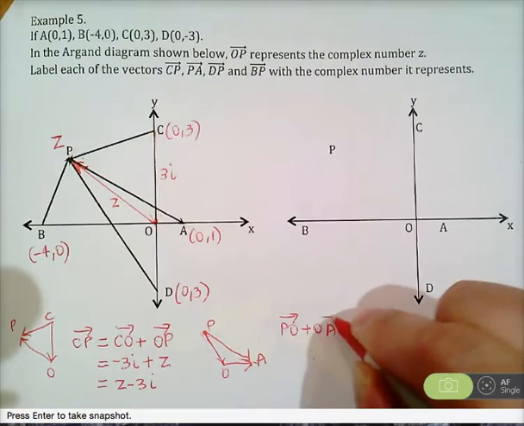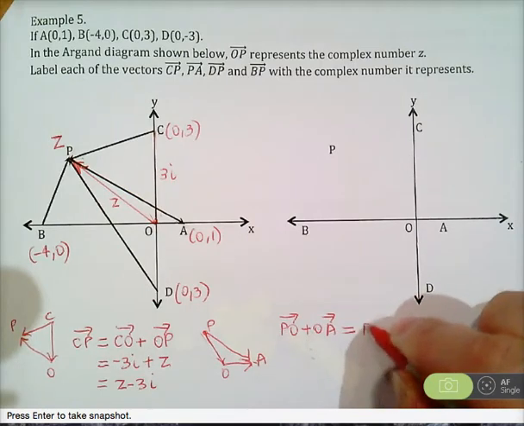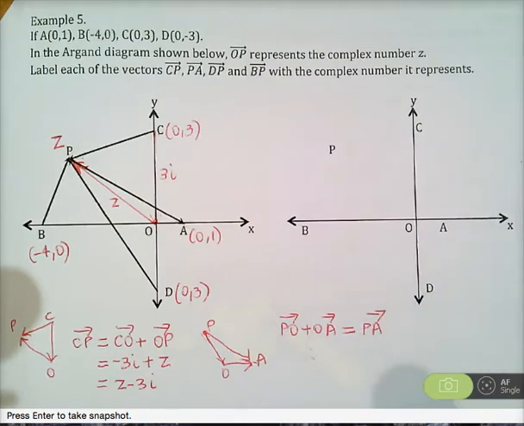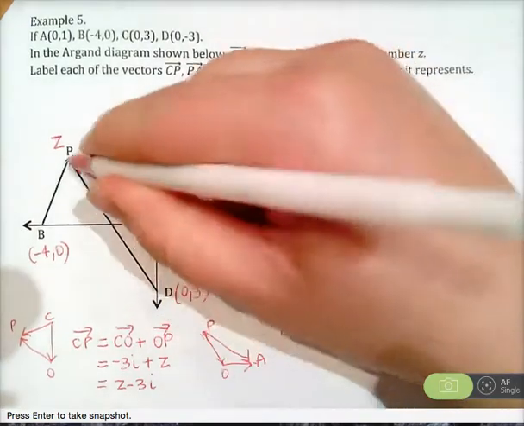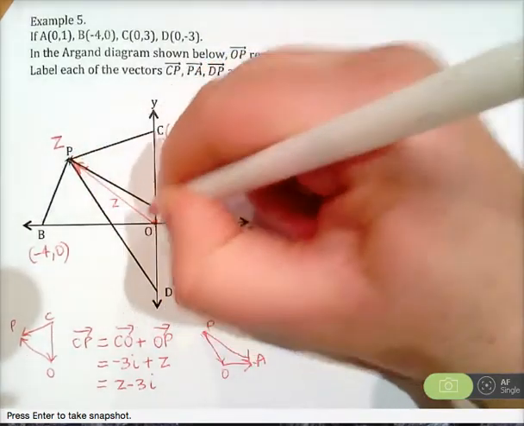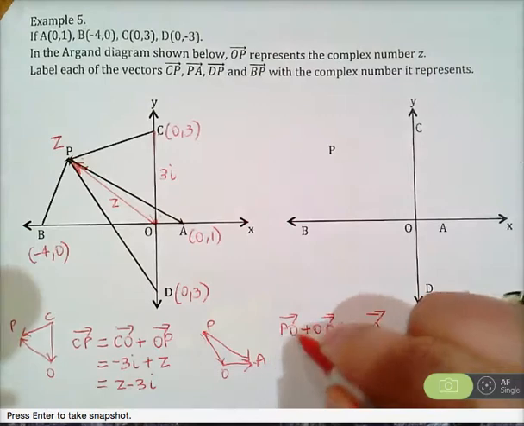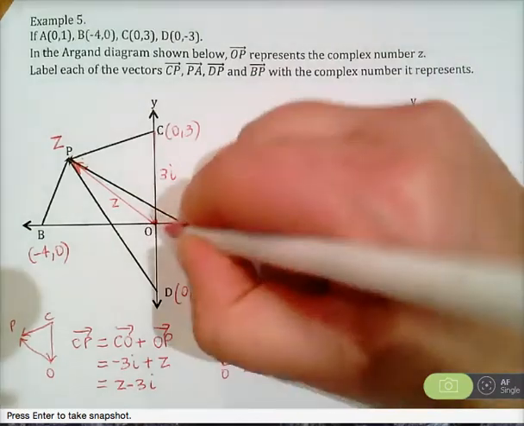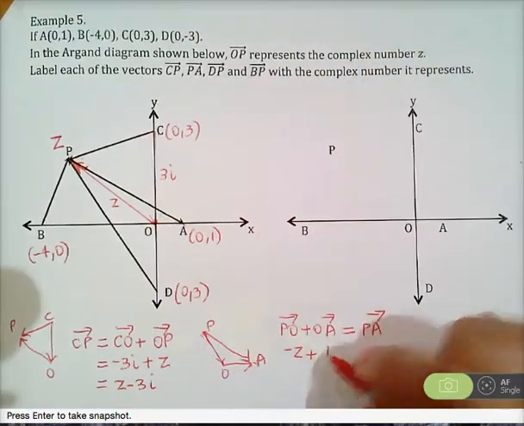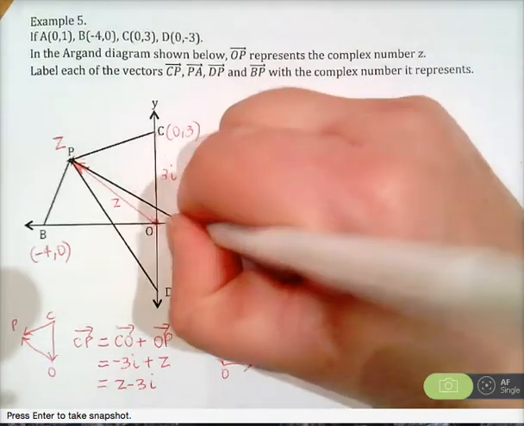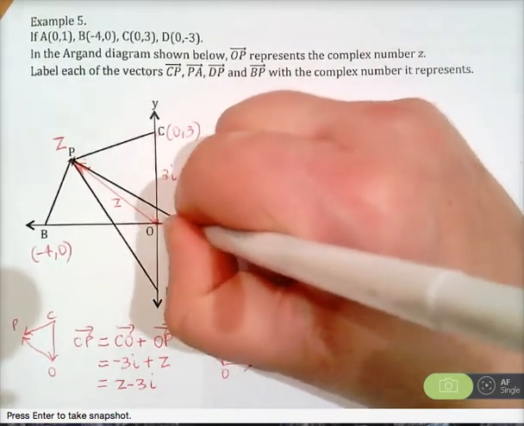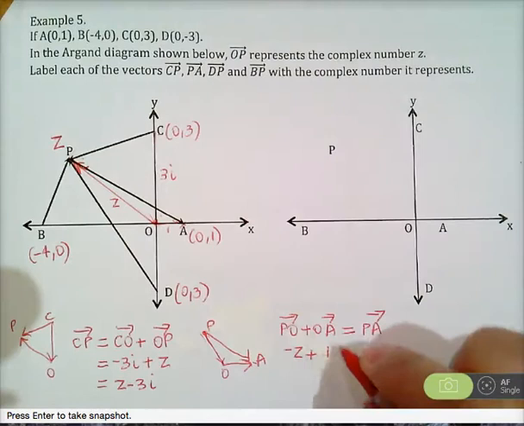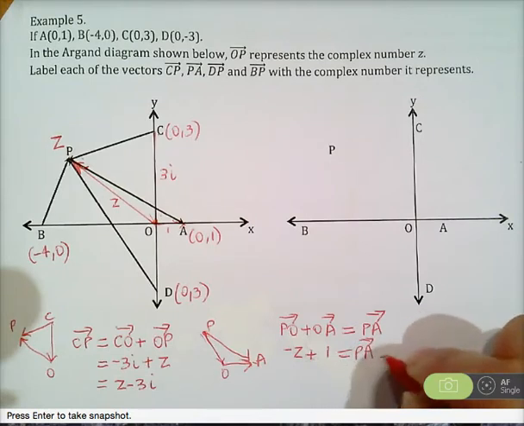So PO, now we know that OP is Z, so PO is minus Z, plus from O to A is 1, because OA is just real, and the length there is 1. So the vector OA is just 1. So therefore PA is minus Z plus 1, or it's just 1 minus Z. So that's what vector PA is, 1 minus Z.